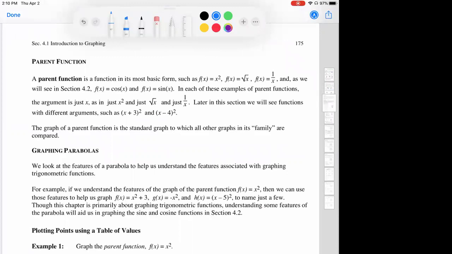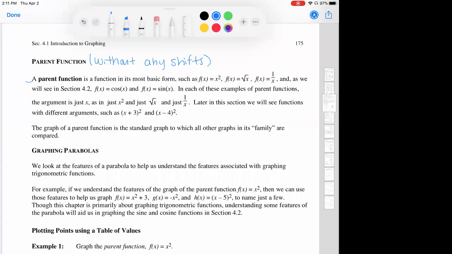Parent function. A parent function is just your general function without any shifts. A parent function is a function in its most basic form, such as f of x equals x squared, f of x equals square root of x, or f of x equals 1 over x.